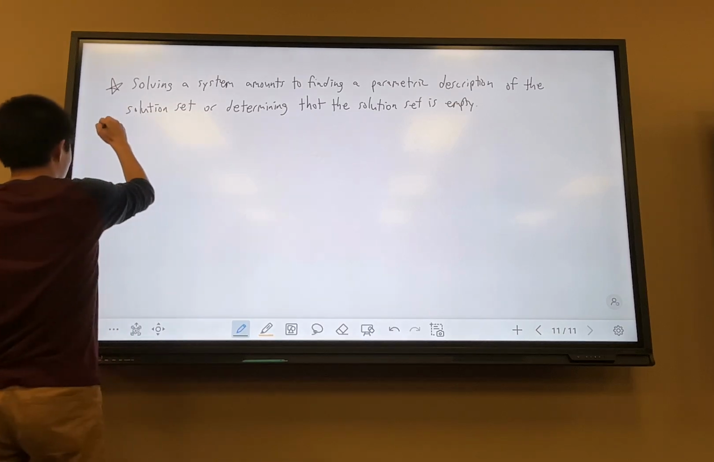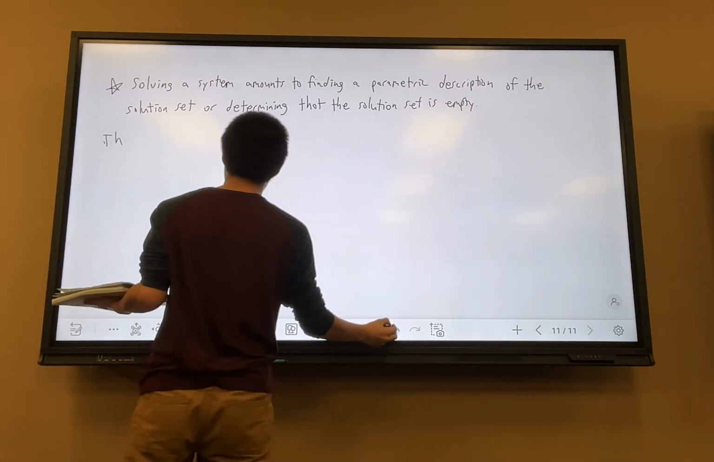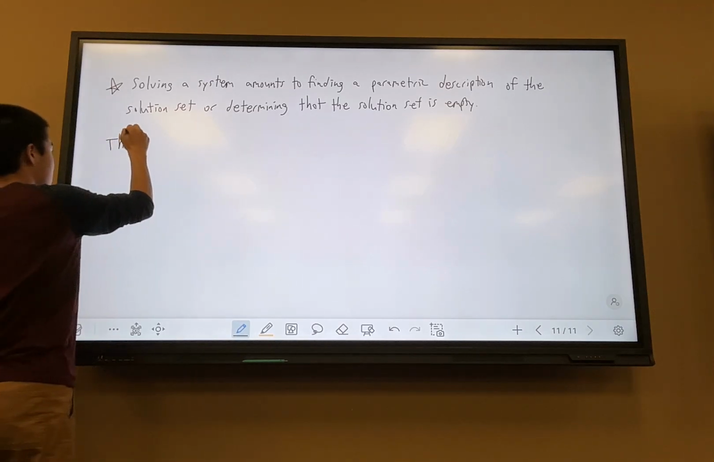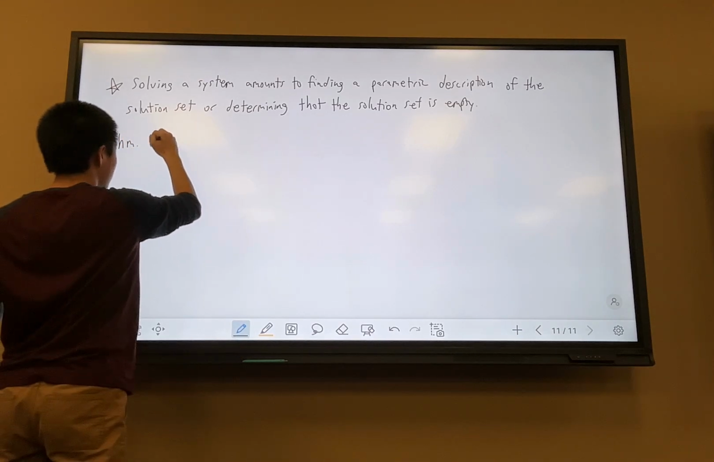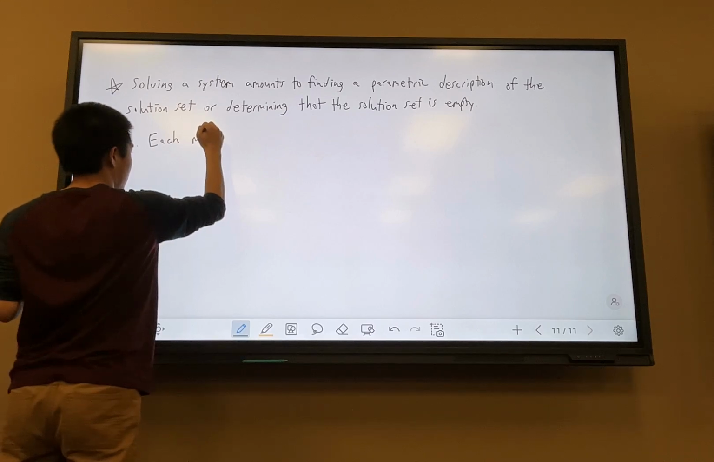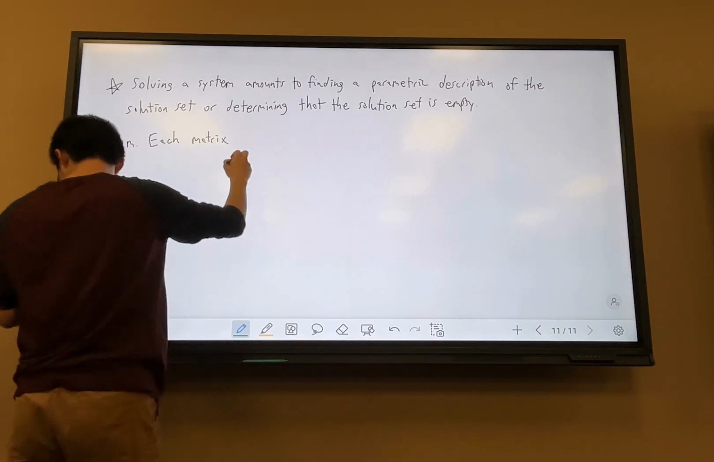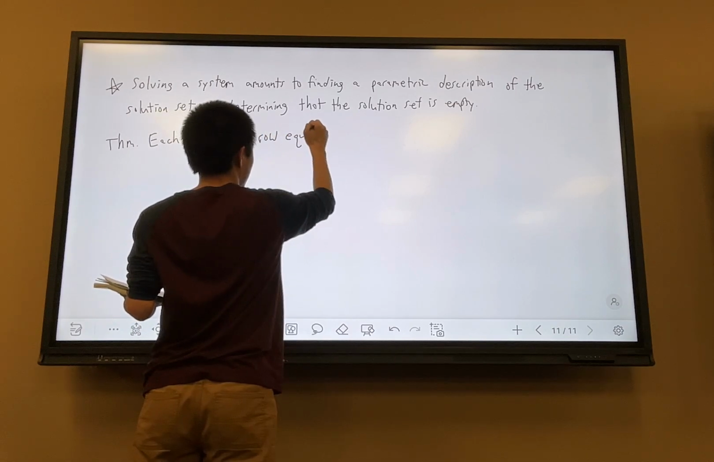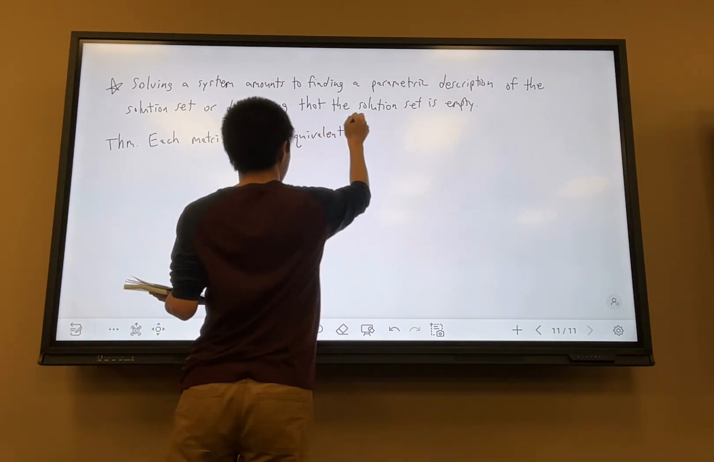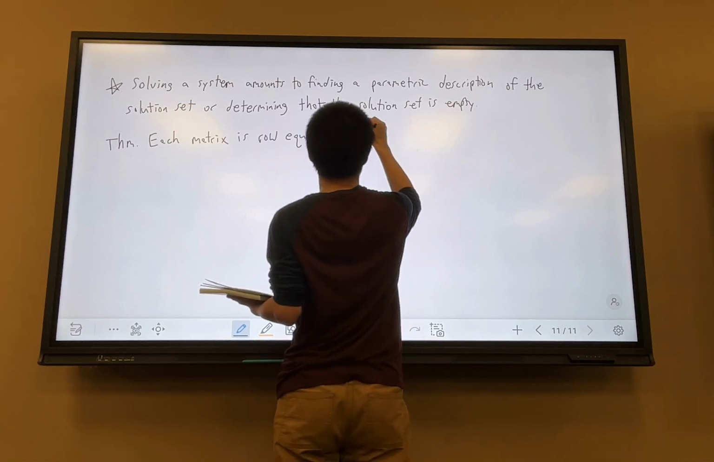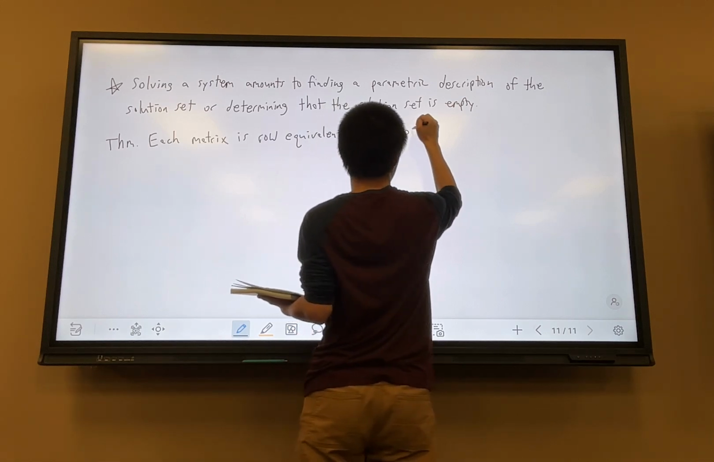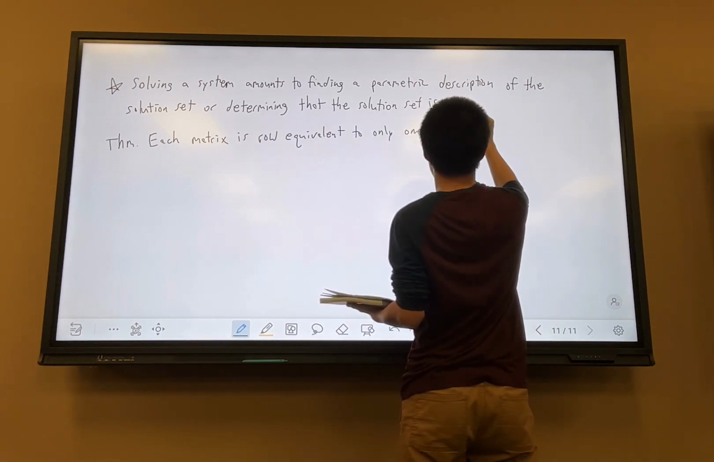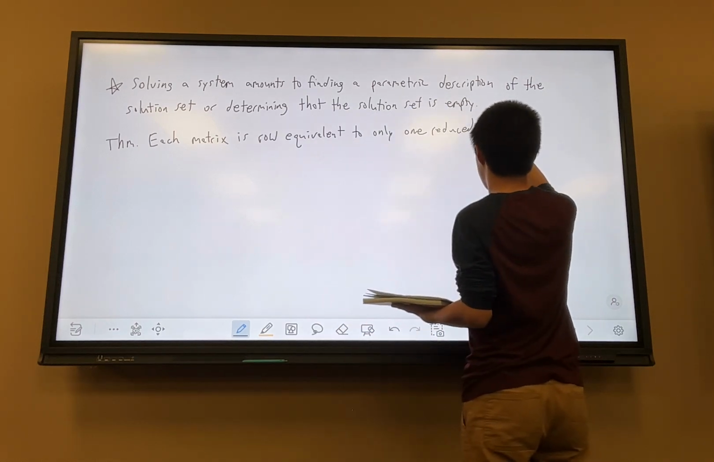Here's a good theorem to know, just conceptually: each matrix is row equivalent to only one row reduced echelon matrix.